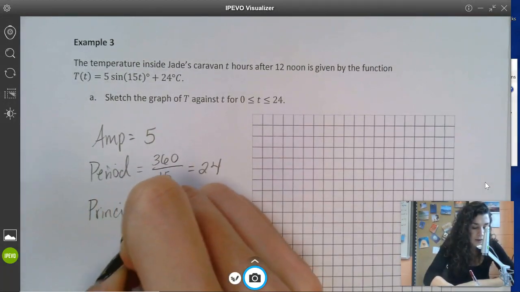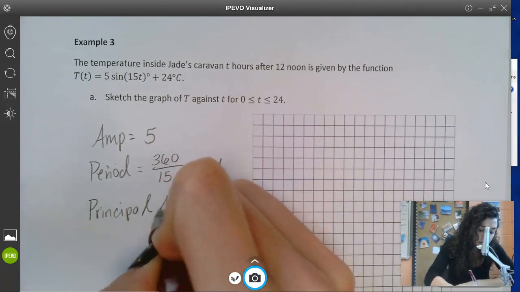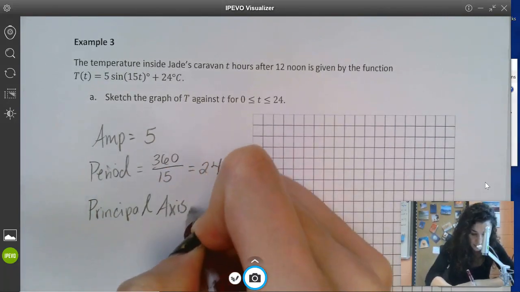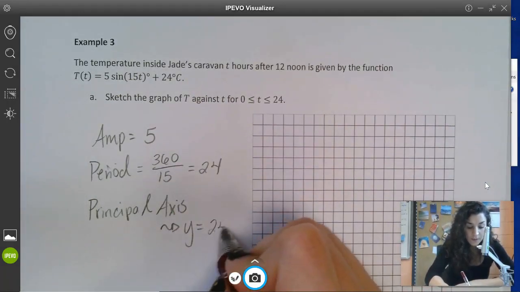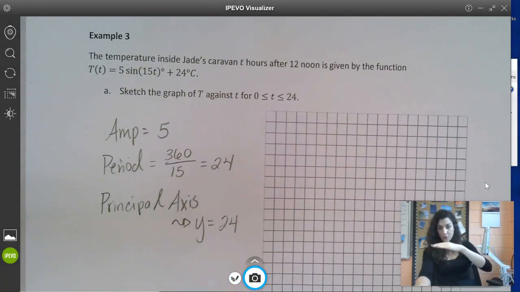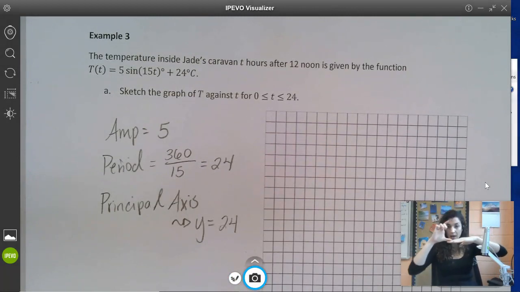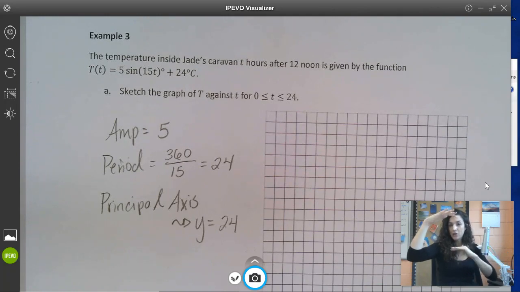Your principal axis is y equals d, which is 24. So we're starting at 24 as our principal axis, and then we're going to go above by an amplitude of 5, which means we're going up to 24 plus 5, 29, or below by 5, so 24 minus 5, 19. So we're going to be between 29 and 19. Those are the y values that we're going to be between with this wave.